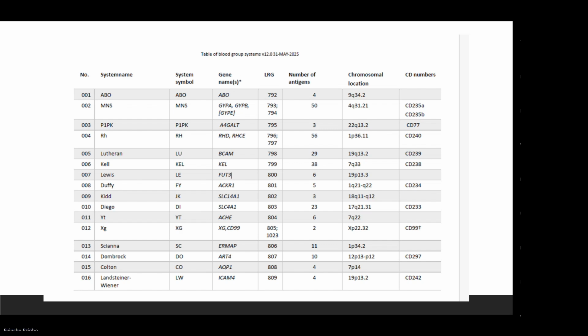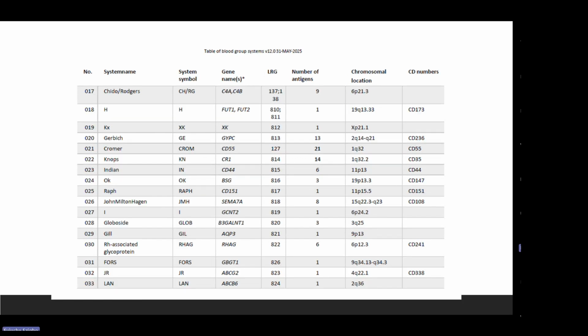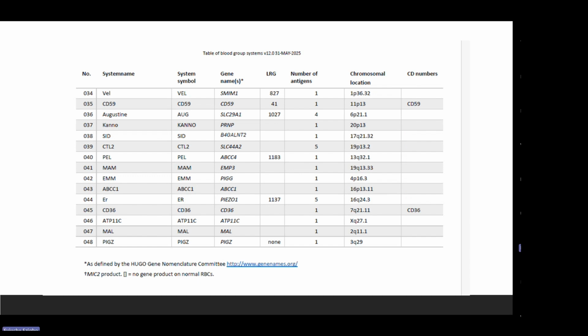We have number one, ABO, MNS, and you can see it up to 47, 48. Is there any that they have not confirmed properly? 47, 48, as defined by the HUGO Gene Nomenclature Committee. So these are the antigens that have been identified on red blood cell surfaces.